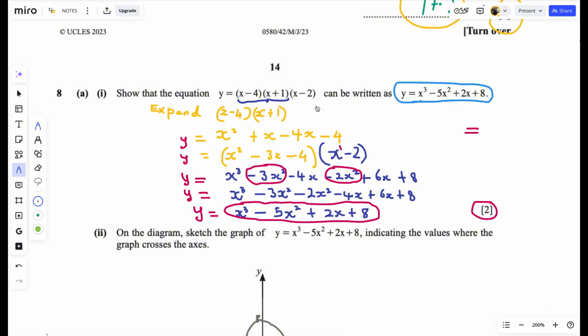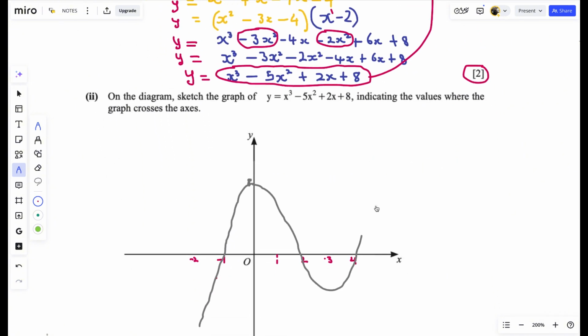They say we should show that this one can be written as this. Now if you compare this one to this, you see that you have solved the problem. You'll be able to expand it. So you get your 2 marks for being able to do this. Now let's go to the B.